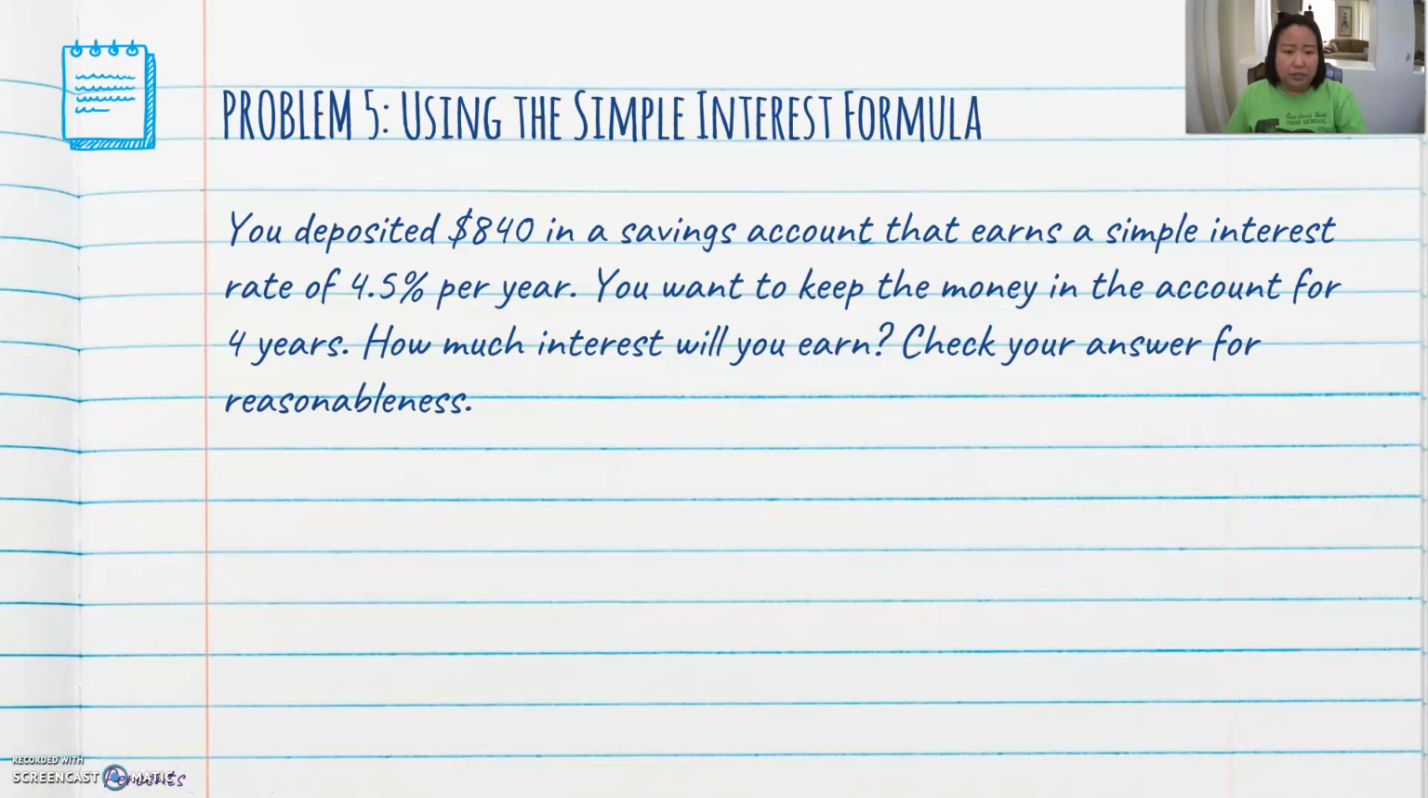Let's say you deposited $840 in a savings account, and it earns a simple interest rate of 4.5% every year. You want to keep the money in the account for 4 years. How much interest will you earn? So we are being asked to look for the simple interest. We know that our I, interest, is equal to P times R times T. Since we're looking for the interest, let's identify our P, our principal.